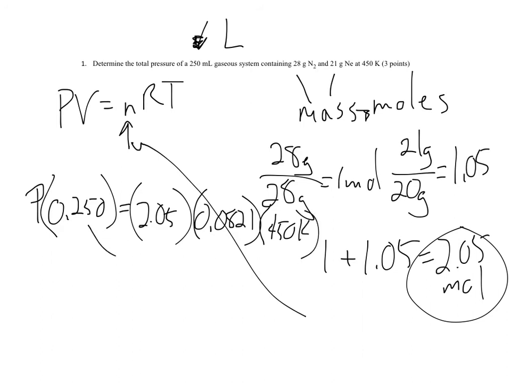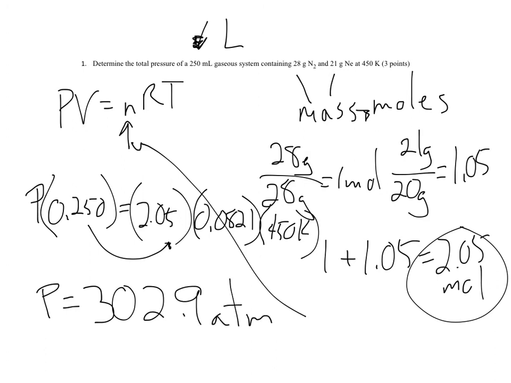So then we're going to divide both sides by 0.25, and we find that the pressure is equal to 302.9 atmospheres. I know it's atmospheres because I chose to use the R value for atmospheres in the equation. So that makes the unit atmospheres.